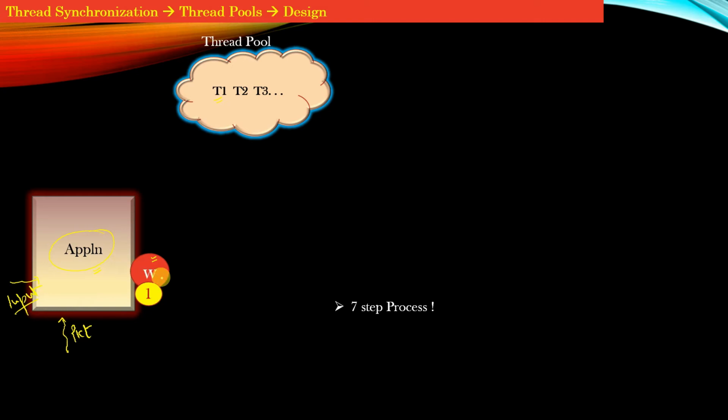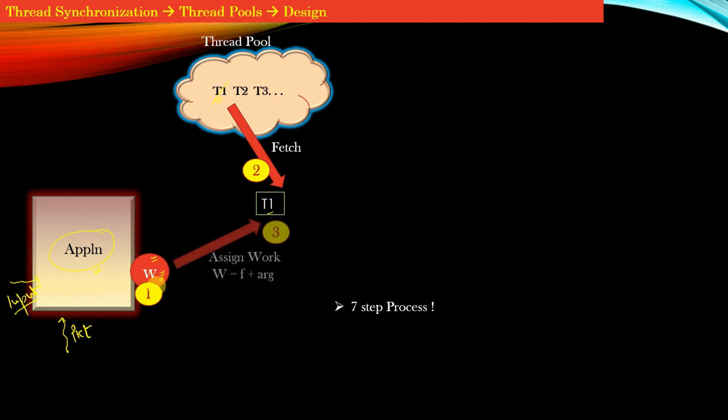Now the application wants to perform the work W in the context of a separate thread. So for that, the application fetches a thread from the thread pool. Let us suppose that in step number 2, the application fetches the thread T1 from the thread pool. Now a thread T1 can be executed only when we know the thread function and the argument to be passed to that thread function. Every thread executes some function called the thread function. We already know that. So this work W is nothing but function plus argument, and we allocate this function and argument to the thread T1, which we have fetched from the thread pool.